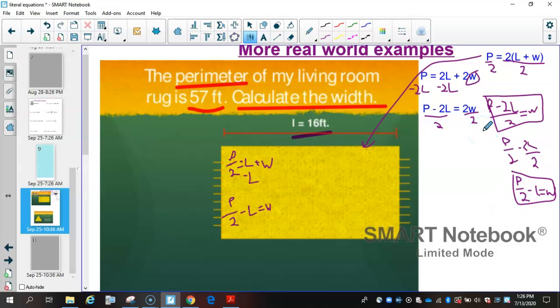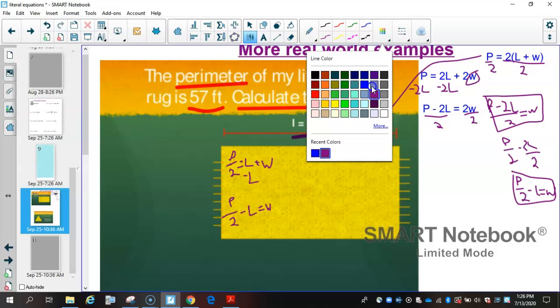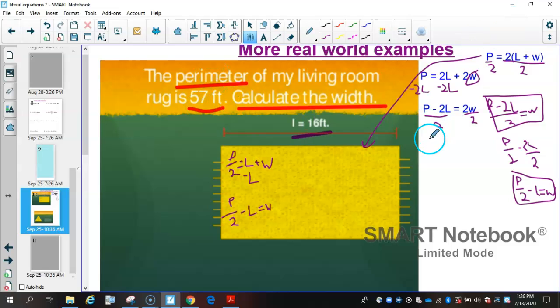Alright, now that we have some equations solved for W, we can go ahead and put the 16, which we know is L, into one of our equations, and it doesn't matter which one. I'm going to show both to show you that they both work. I also know that the perimeter is 57 feet, so I'm going to be using that as well. So let's do this first one first. I know the perimeter is 57. I know the length is 16. And I want to see what does W equal.